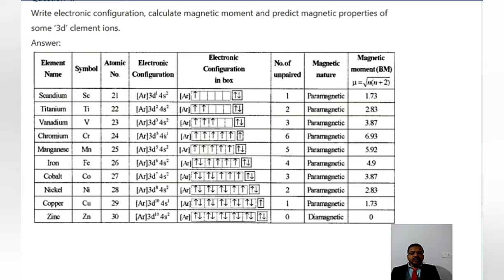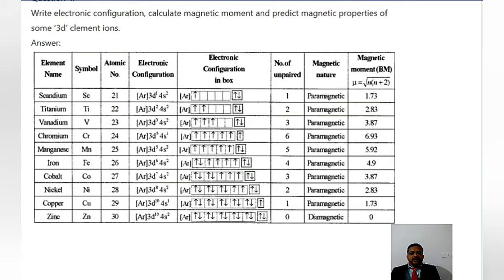Scandium with atomic number 21. First we will discuss the d electronic configuration. That's 3d1 for scandium. Titanium 3d2. Vanadium is 3d3. Chromium is 3d5. Manganese is again 3d5. Iron is 3d6. Cobalt is 3d7. Nickel is 3d8. Copper is 3d10. And zinc is 3d10. So there is a specific order from 1 to 10, but in between, 3d4 and 3d9 are not there. So that is the only thing to memorize.